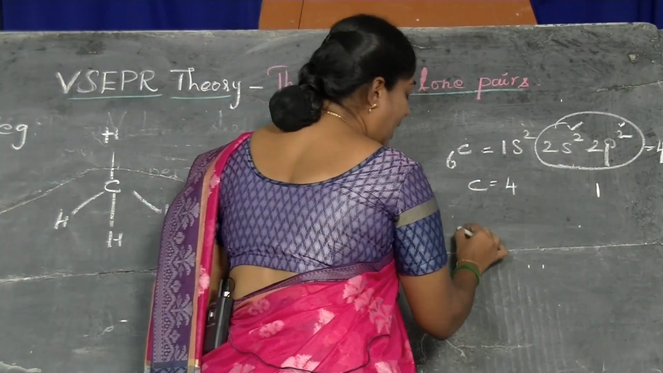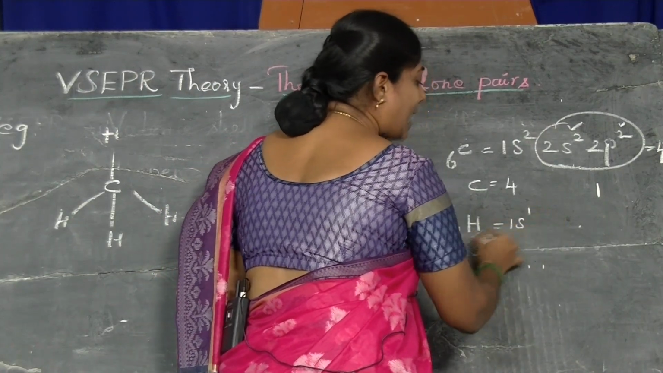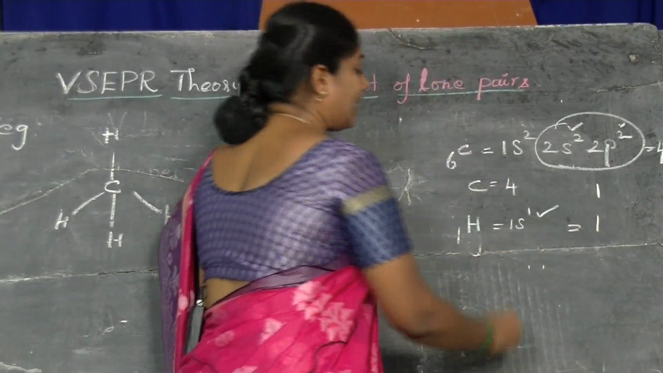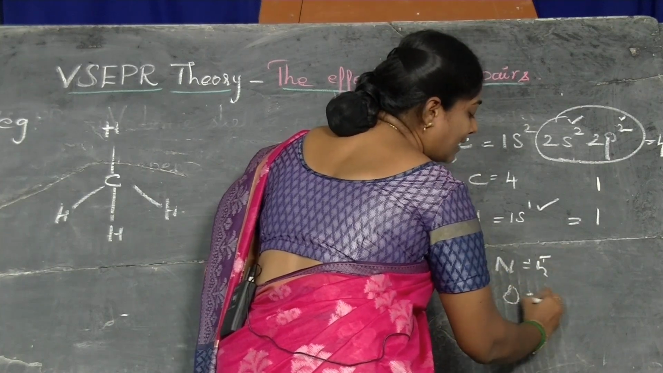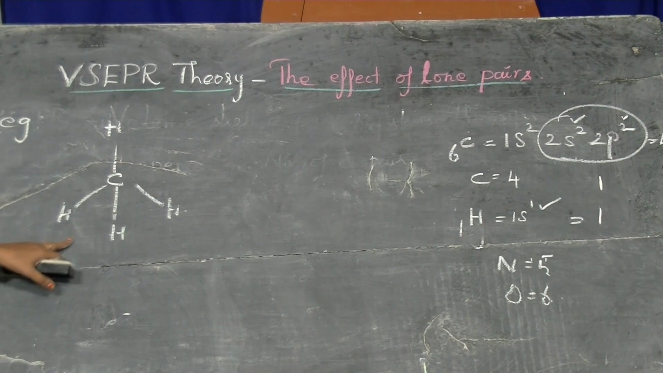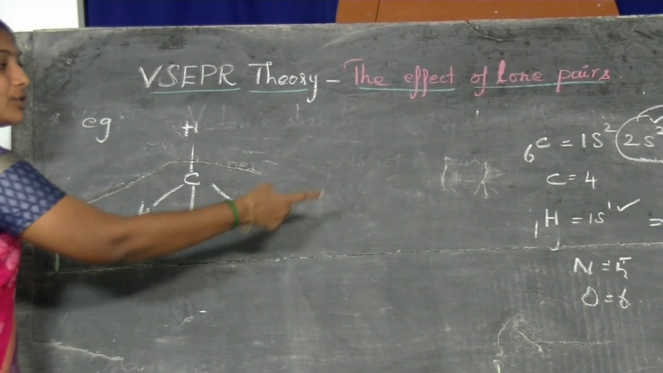Hydrogen has the atomic number of 1, so 1s1. So it has the valency of 1. Similarly, nitrogen has the valency of 5. Oxygen has the valency of 6. So I am giving you the example methane, CH4. Here hydrogen has the valency of 1.